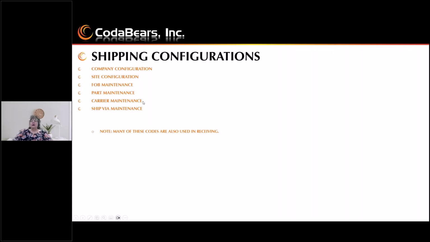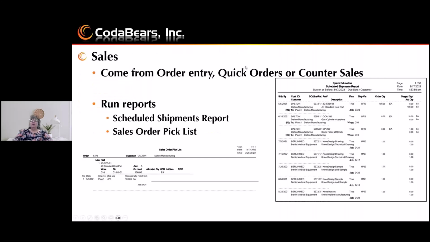We would set up carrier maintenance in our configurations and our ship via maintenance. All of these are tables that we would want to take a look at before we use the shipping module. I put the note down here that many of the codes are also used in receiving. My counterpart, Chris, will be showing receiving next week. So if you see some things as we go through the module that I'm skipping, he'll go over them next week in his session.